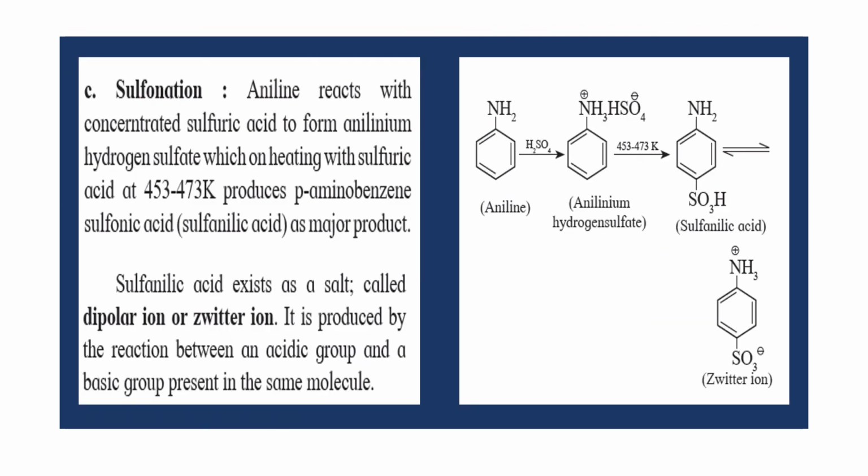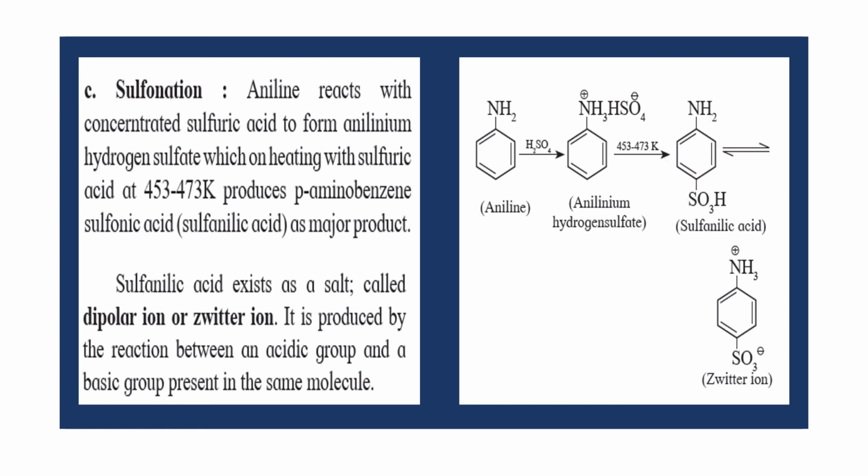Sulfonation reaction. Aniline reacts with concentrated sulfuric acid to form para-amino benzene sulfonic acid, that is called sulfanilic acid, as the major product. The reaction is aniline reacts with concentrated sulfuric acid to form anilinium hydrogen sulfate, which on heating at a temperature of 453 to 473 Kelvin produces para-amino benzene sulfonic acid. It is otherwise called sulfanilic acid. Here we can see at the para position the amino group is substituted, so it is called para-amino benzene sulfonic acid.